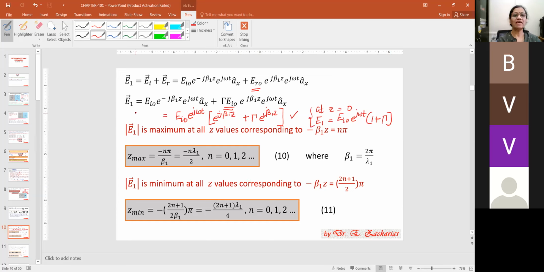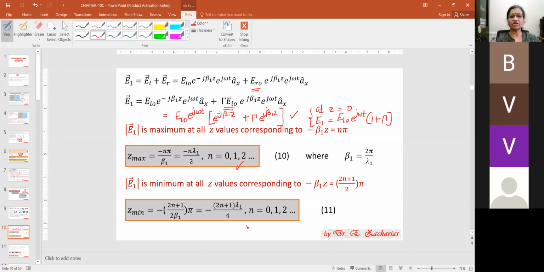Okay. Next, let us look at the positions of Z where the magnitude of the electric field is going to be a maximum. The maximum positions of Z correspond to Z equal to minus n pi by beta 1, and you know that beta equals 2 pi by lambda 1. So Z corresponds to minus n lambda 1 by 2, lambda 1 because it is the wavelength in medium 1. These are all Z positions corresponding to maximum electric field.